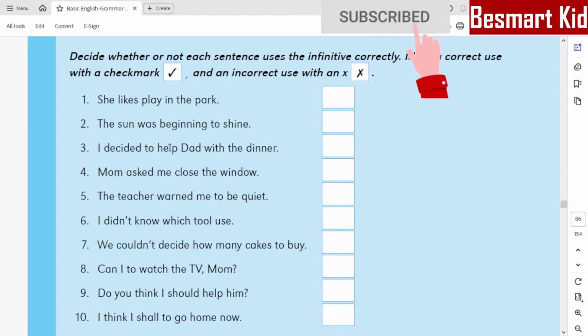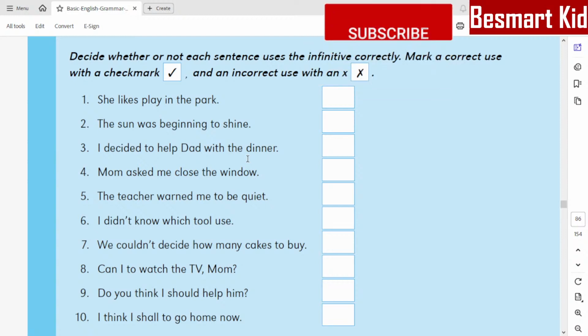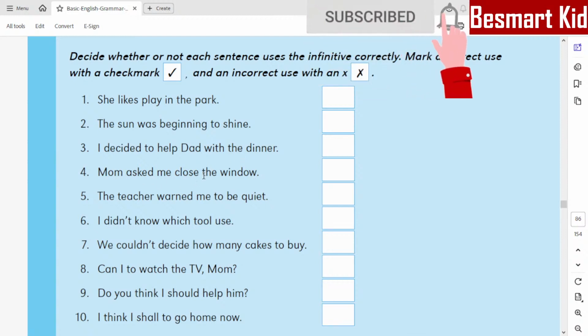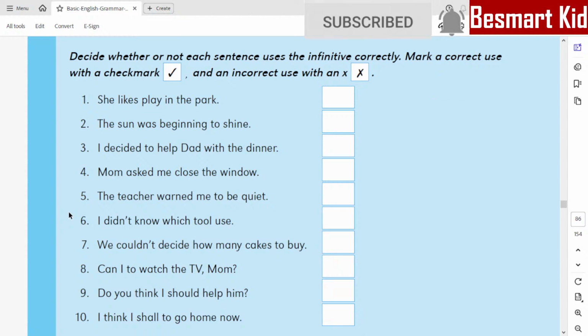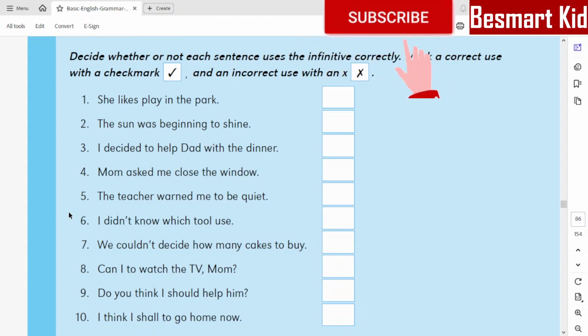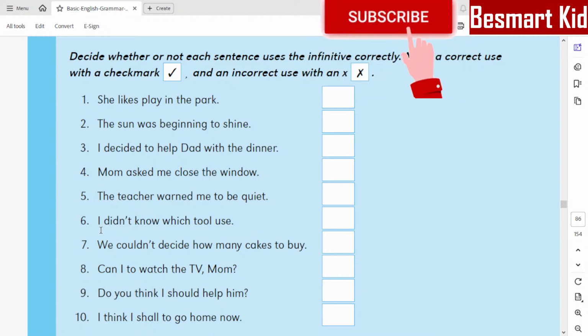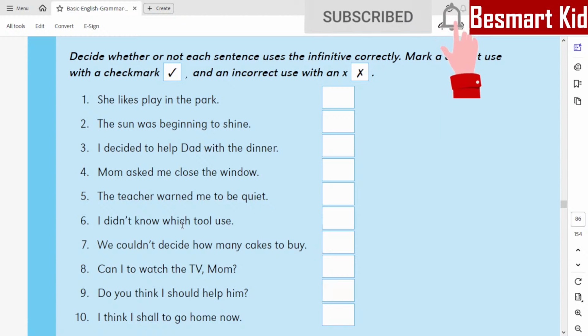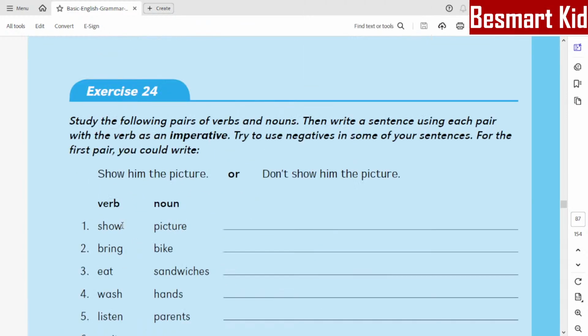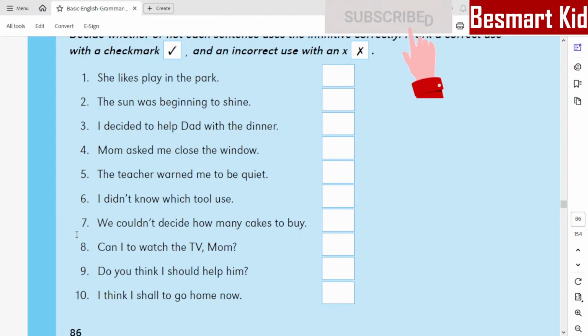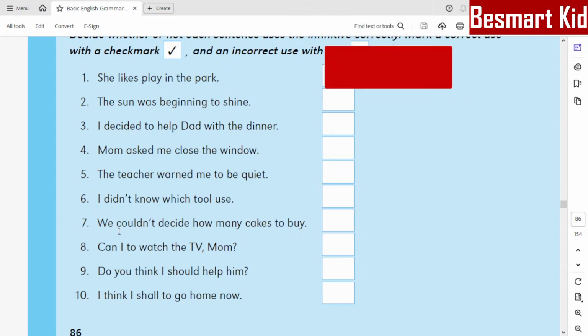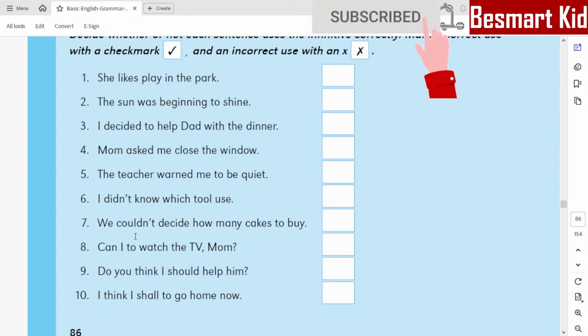I decided to help Dad with the dinner. Mom asked me to close the window. The teacher wanted me to be quiet. I didn't know which tool to use. We couldn't decide how many cakes to buy.